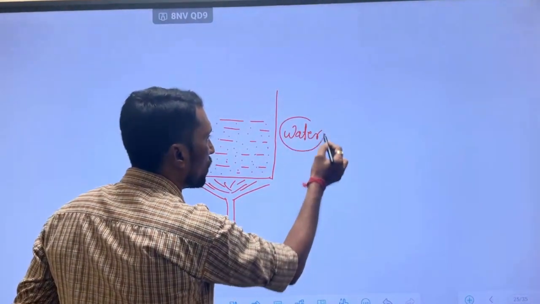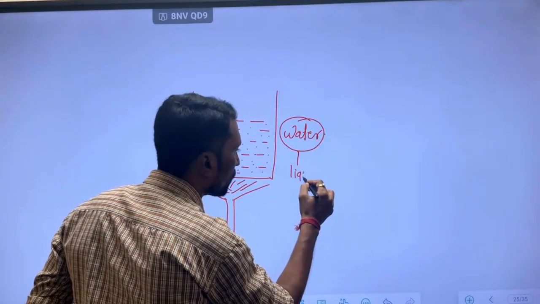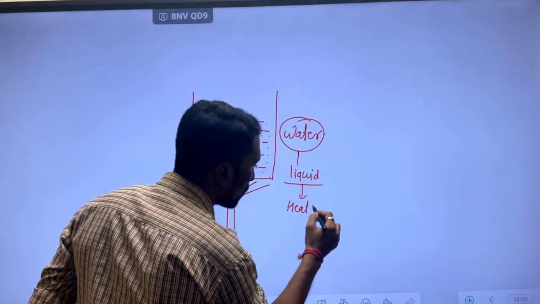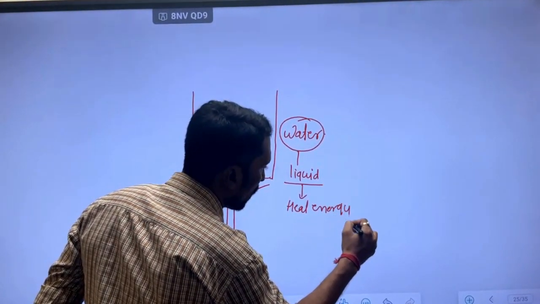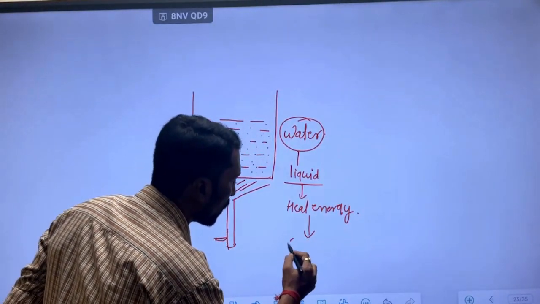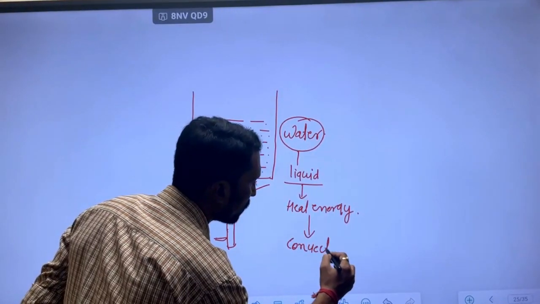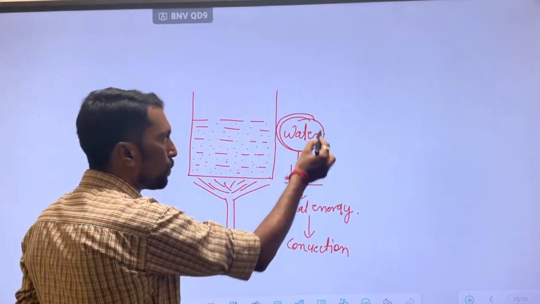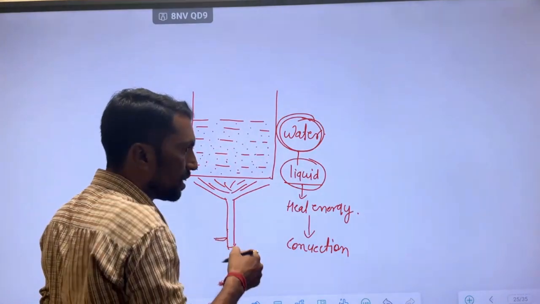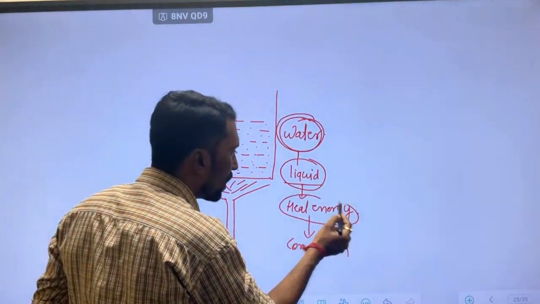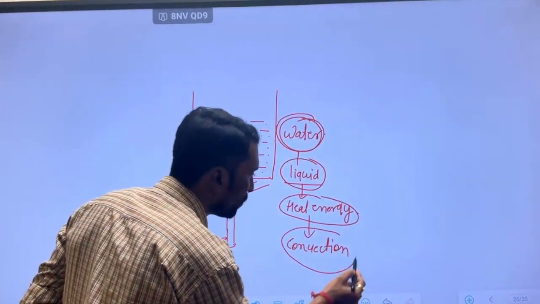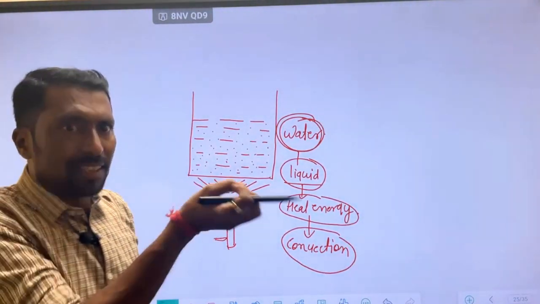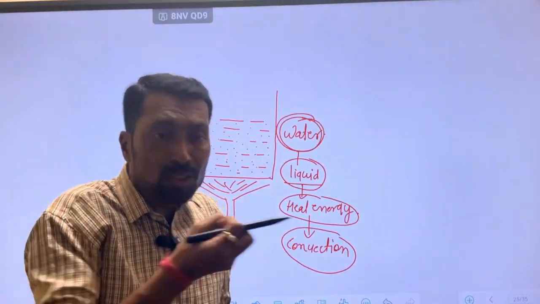When you talk about water present in a liquid state, the heat energy is transferred by the method of convection. In a liquid state, heat energy is transferred by the process of convection. How does convection work? What is the mechanism of convection? How is the energy transferred?